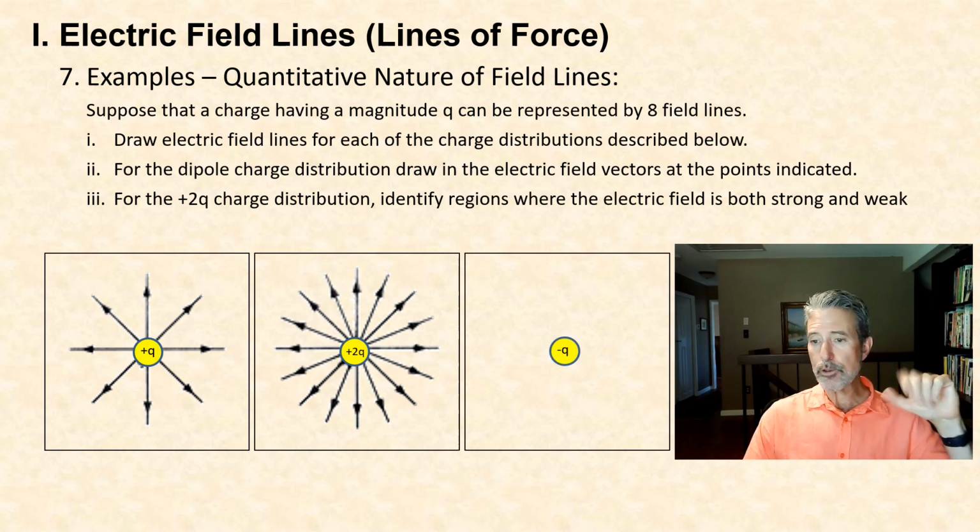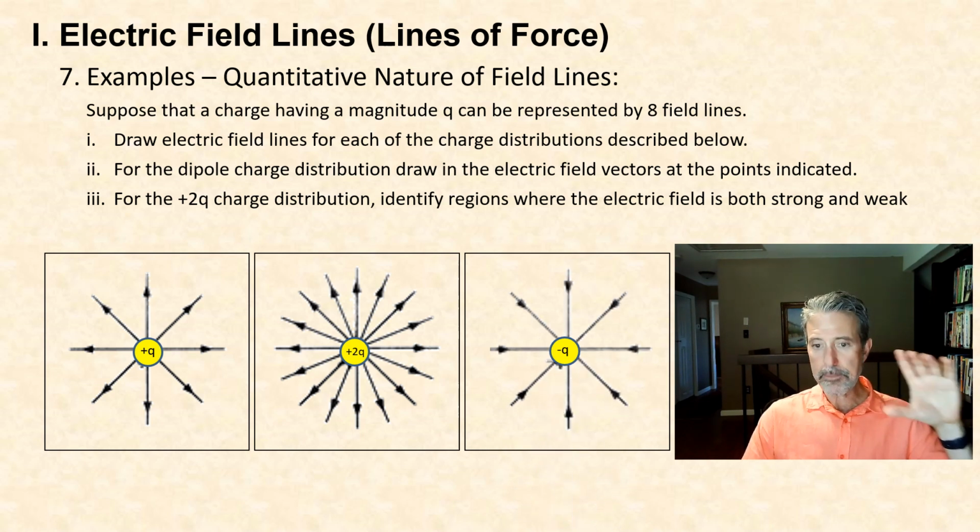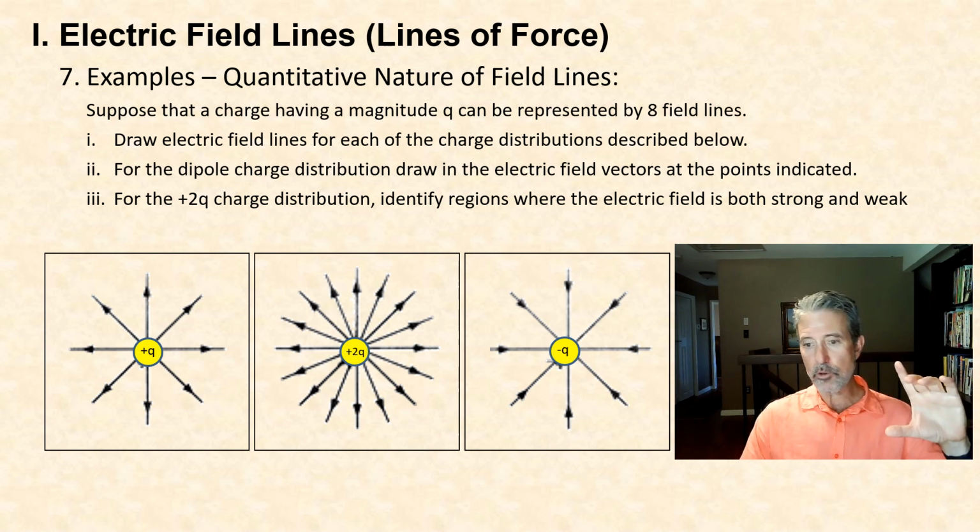And lastly, if we look at a charge of -Q, again, a charge having a magnitude of Q is represented by 8 field lines, but a charge of -Q suggests that the field lines are going to end on a negative charge distribution here. So the field lines point towards this charge of -Q. Once again, they are uniformly spread out in space, suggesting that the field line density is uniform for a given radius. It's a constant field line density in a given radius.